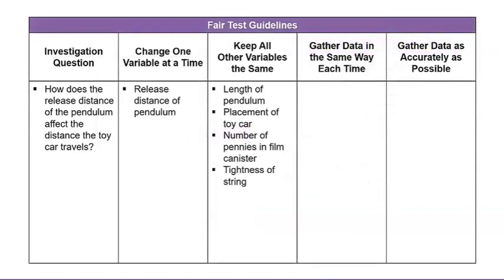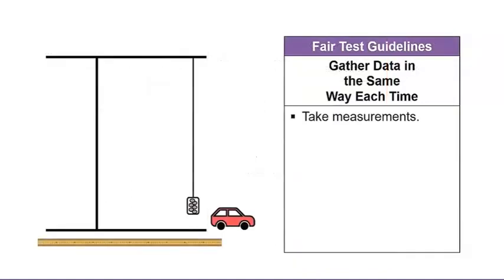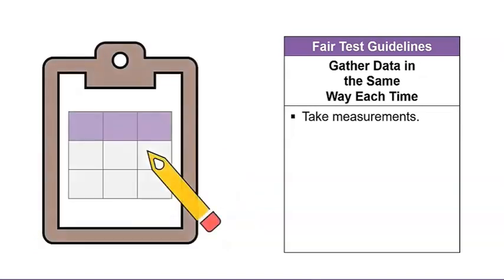We have filled in a lot of the chart, but we need to make sure we gather our data in the same way each time. How can we make sure that we gather data consistently? What do you think we should do? Of course, we should take measurements to describe the distance of the pendulum and toy car. I wonder, is there anything else we can do to gather data in the same way each time? We should also record our data in a table.